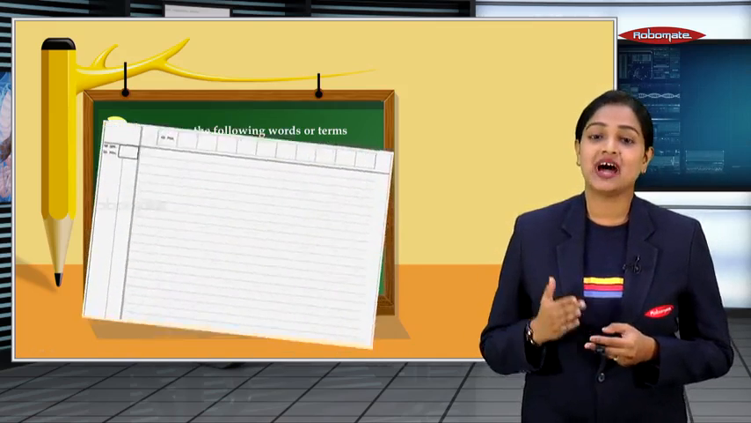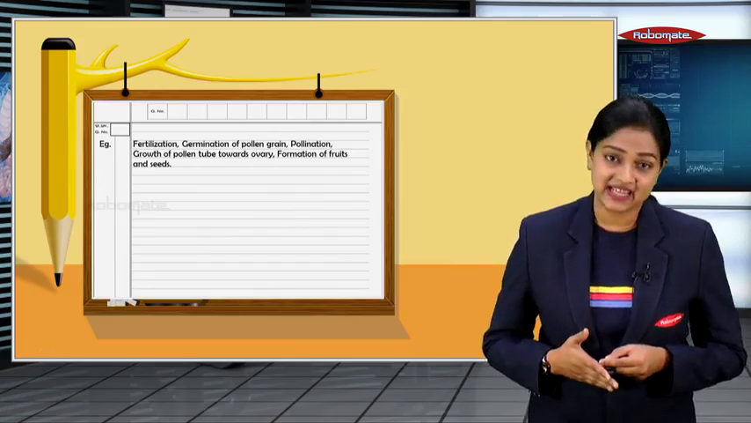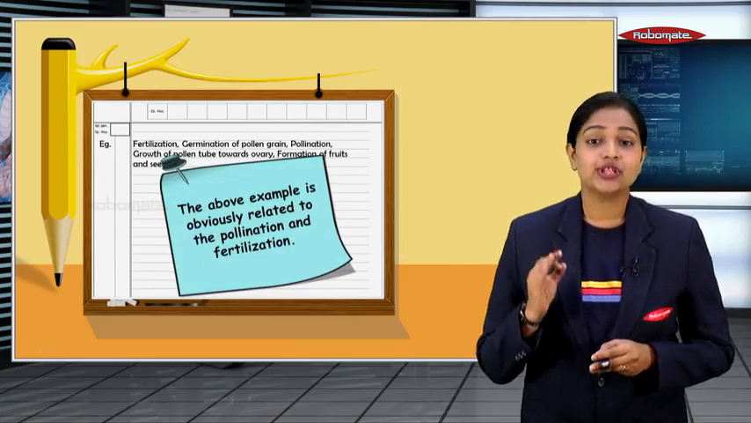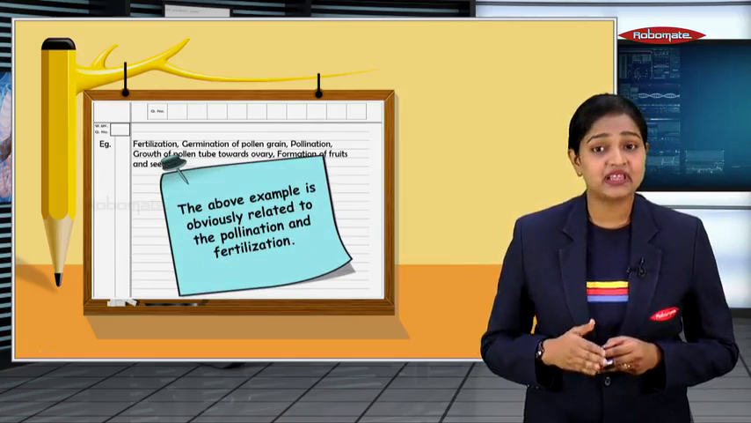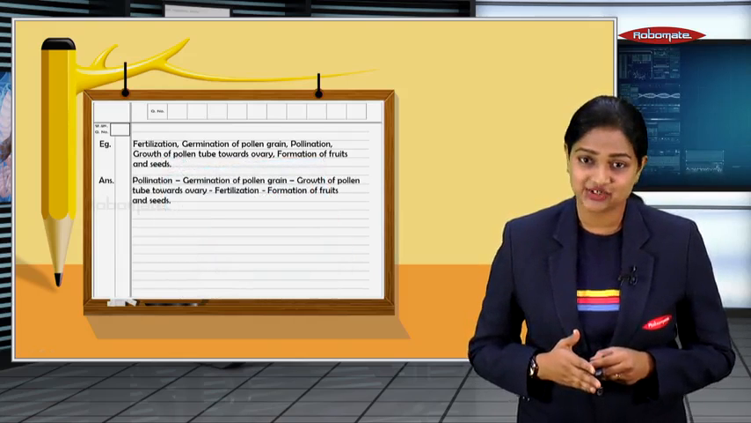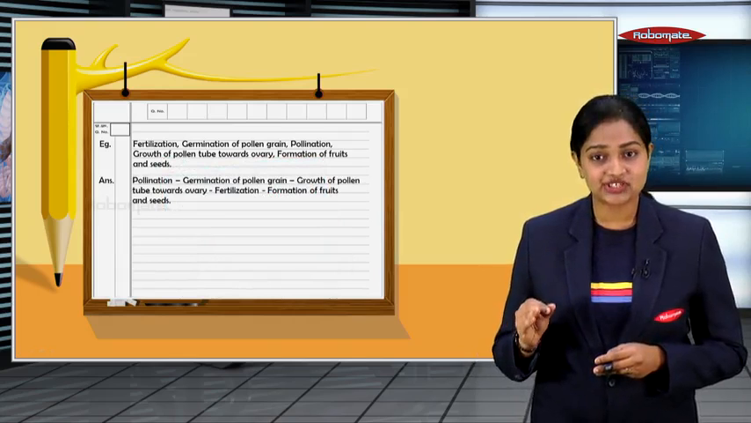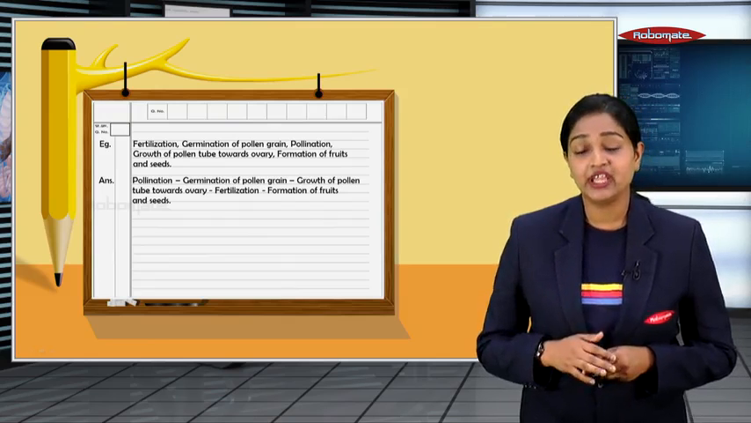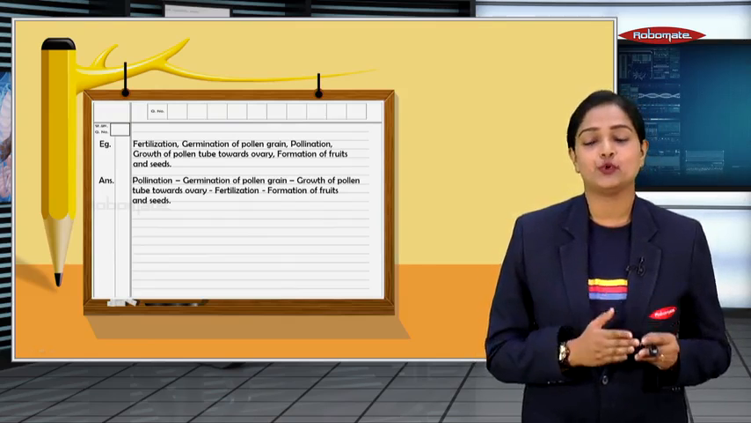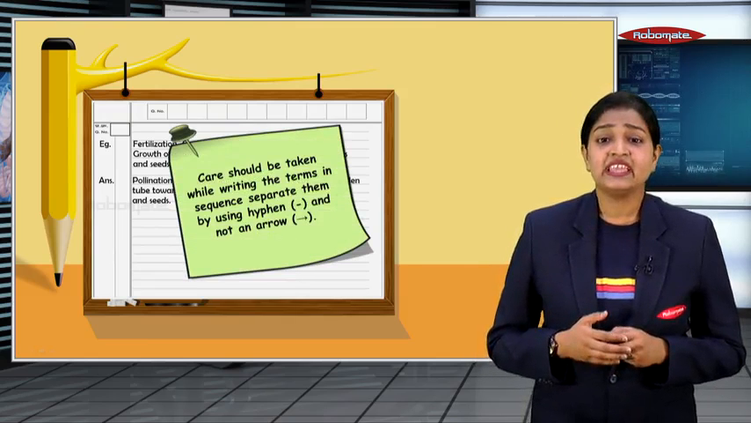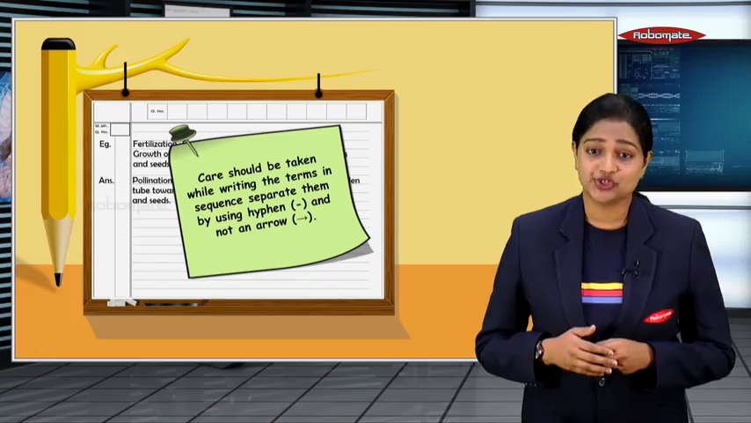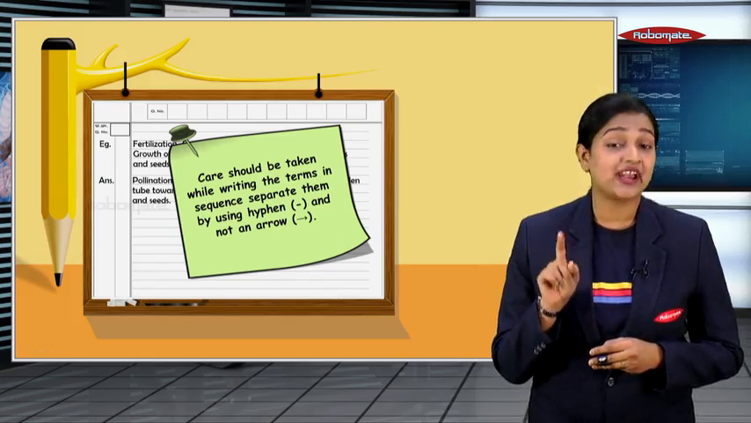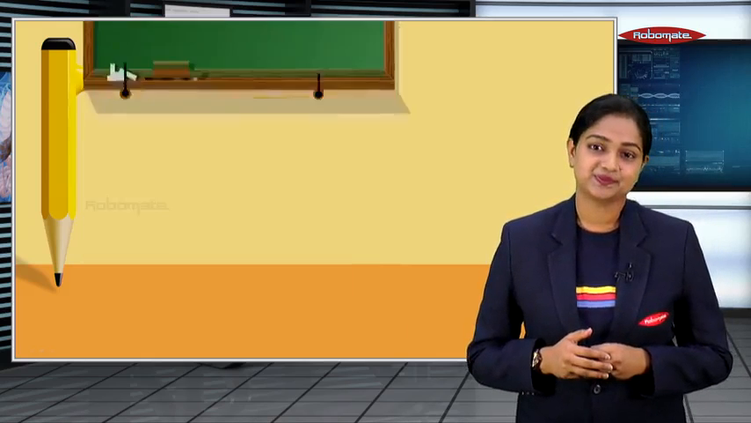We all know that this question is asked from the chapter pollination and fertilization, where the fertilization of the pollen grain and the ovule is asked. So the above example is obviously related to pollination and fertilization. So the answer should be pollination, germination of pollen grain, growth of pollen tube towards the ovary, fertilization, formation of fruits and seeds. Care should be taken while writing such a type of question, that is, you should write a hyphen in between the two terms and not put arrows in between.